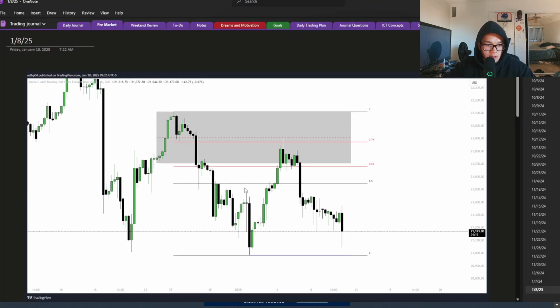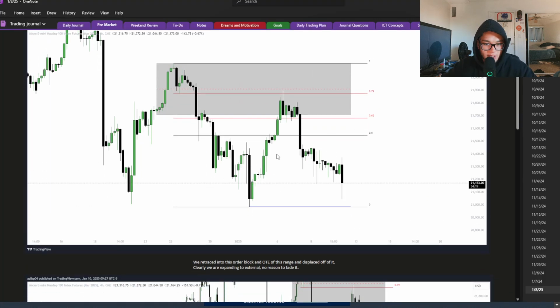Starting off, this is the 4-hour time frame. We retraced into this order block. We held it. We tapped into the OTE range. We did go past 0.79, but that's okay. We then reversed and got this strong displacement right here. This black candle. I think you can see my mouse, but strong displacement, continuing down, and pretty clear that we're going to this low.